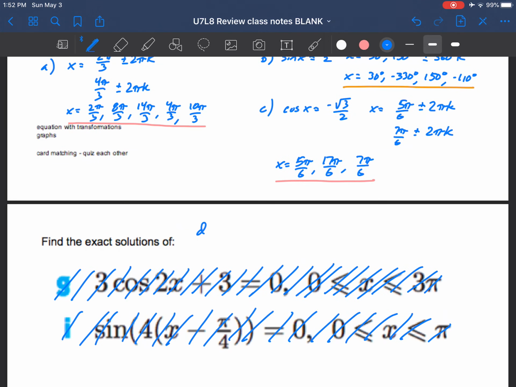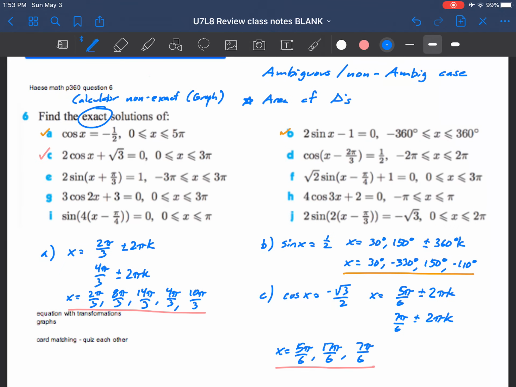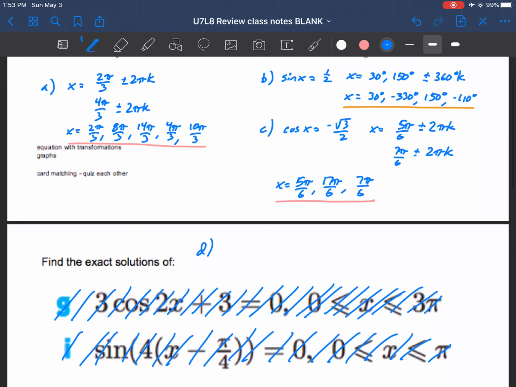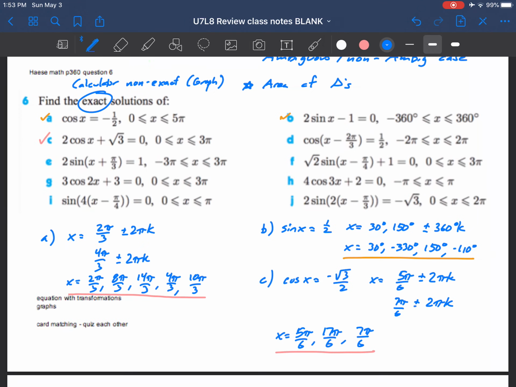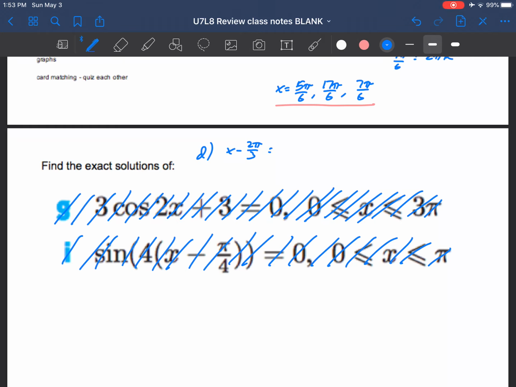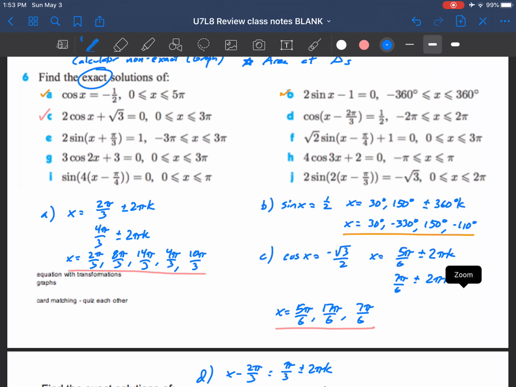Okay, so D, if we simplify that a little bit, I'm just going to say x minus 2 pi over 3. So I'm going to go right to solving for when is this angle, right? Or what angle here, this whole thing, what does this have to be so that the cosine of that angle is 1/2? If the cosine is 1/2, then that means we've got pi over 3 plus or minus 2 pi k, which is in quadrant 1. And I'm going to go negative, actually. Negative pi over 3 plus or minus 2 pi k.